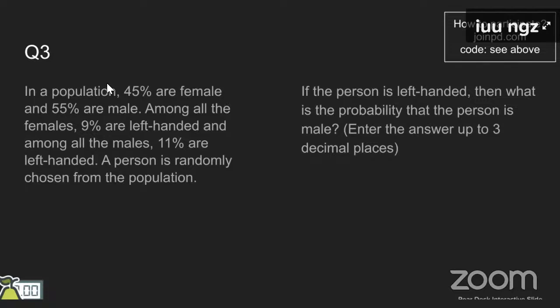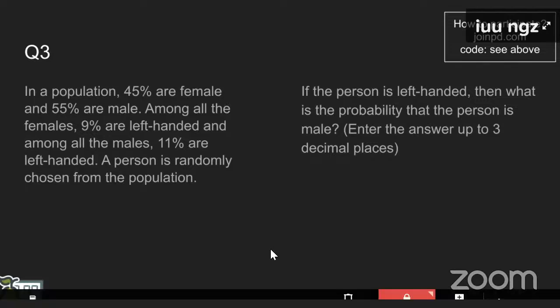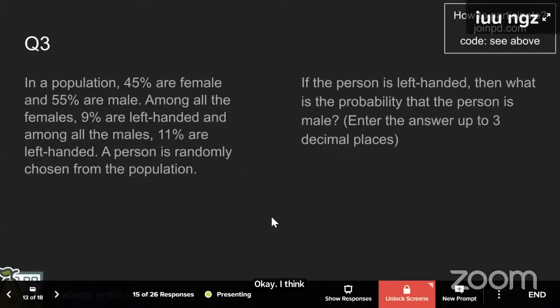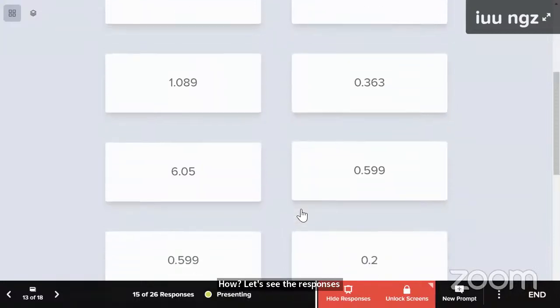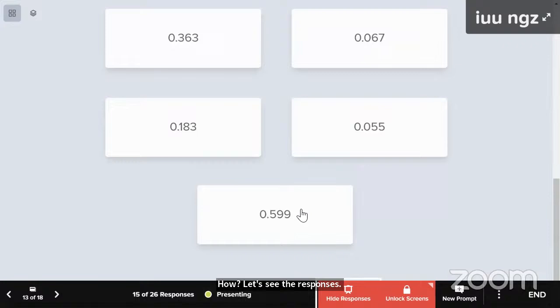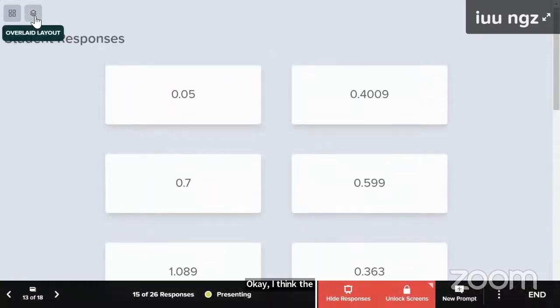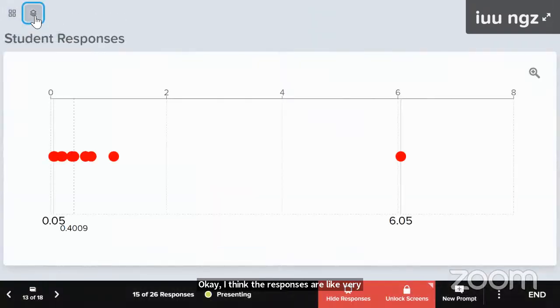Okay. I think, okay, let's see. Still 15 people. How? Let's see the responses. Okay. Again, the responses are very diverse.